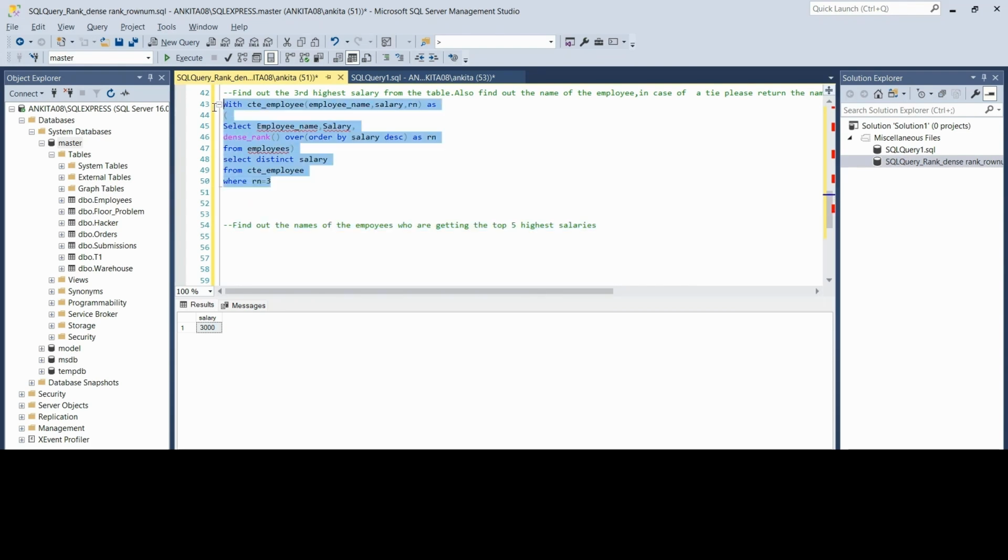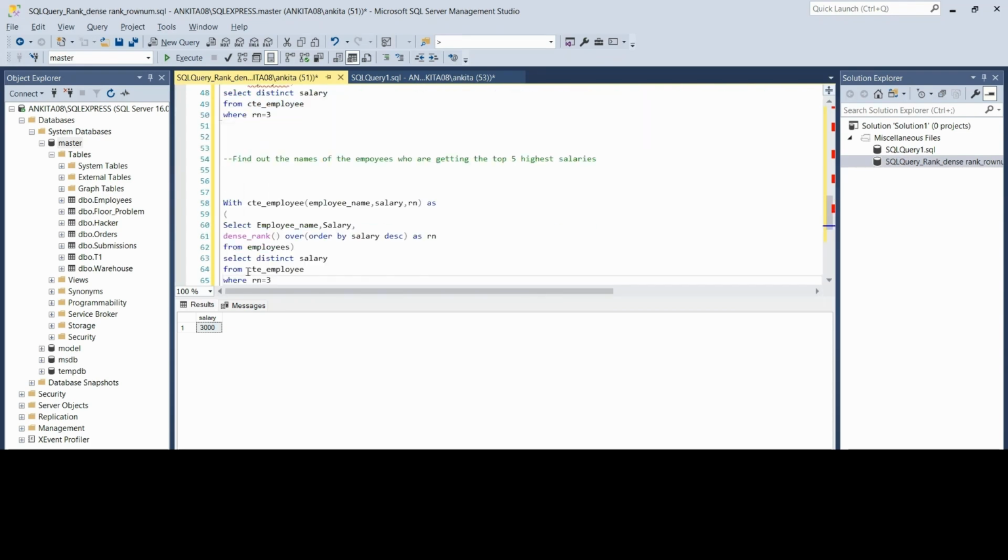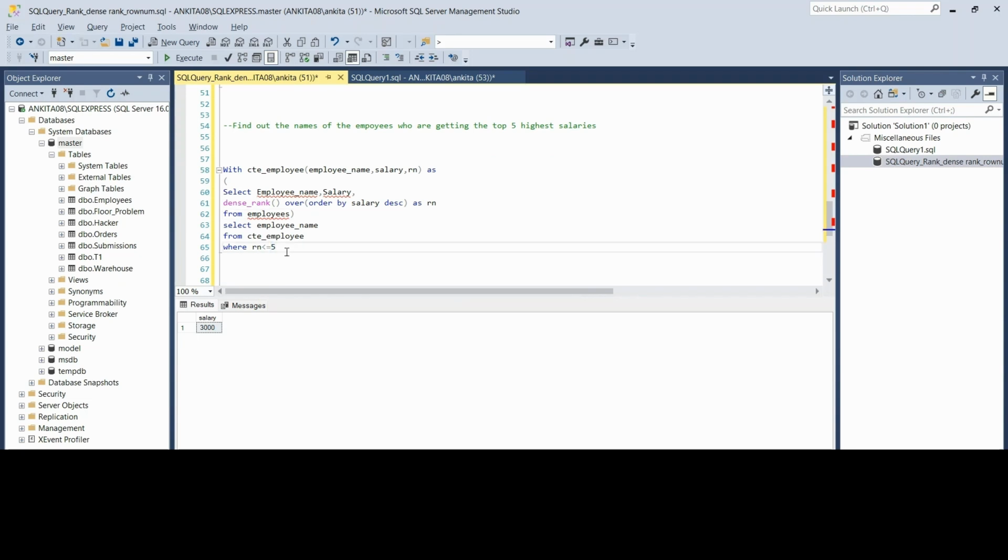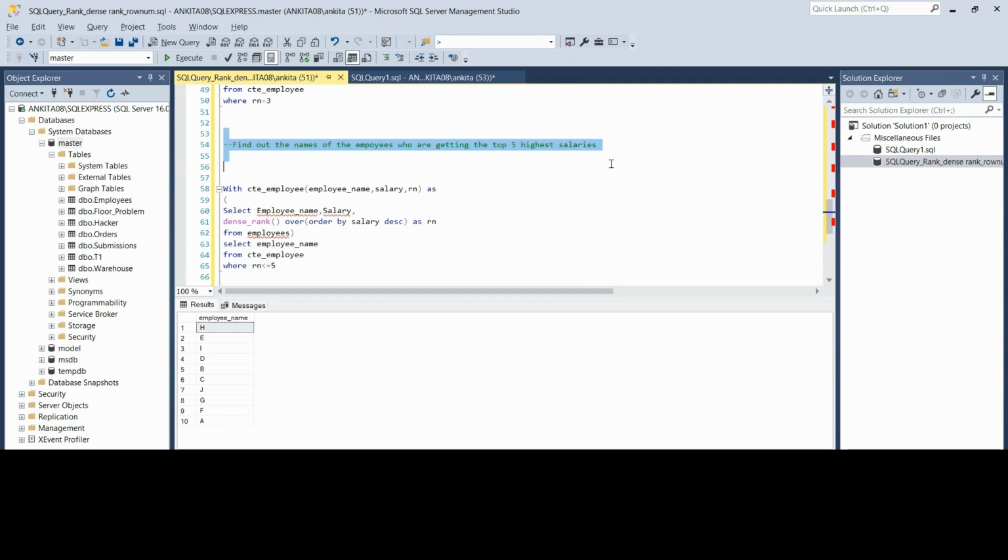Please read the question. I cannot stress this enough. So here what will happen? We will use dense rank and we will use rank less than equals to 5. We will use the employee names in an order. Again, it's not asked to write down the salary. Find out the names of employees who are getting the top 5 high salaries. So again, we are not asked to return the salaries and that's fine. We will just return the names of the employees in that manner, right? And that's what we have gotten out. Hope this is clear.